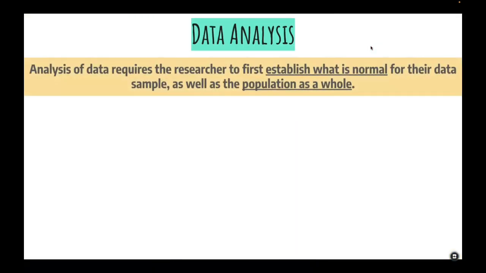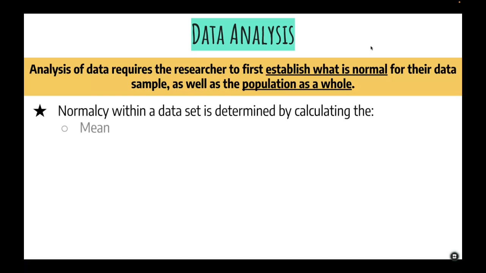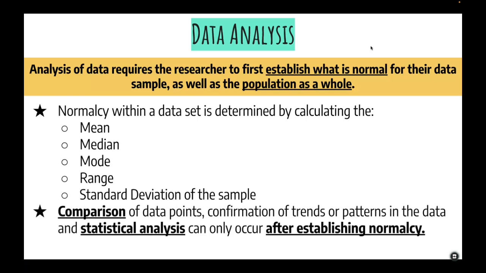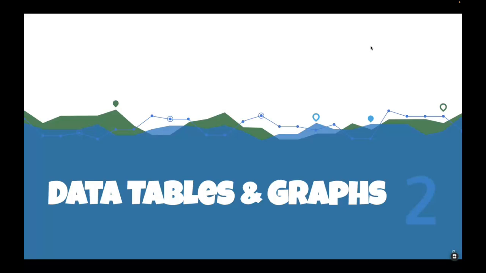All right, so let's get into the data analysis requirements. Before analyzing data, we have to determine what's normal for our data sample and the population. So you can calculate the mean, mode, range, and standard deviation only after you establish normalcy. And then you can compare your data points, confirm any trends, and perform statistical analysis. So always remember to calculate normalcy first, and then you can do your analysis.